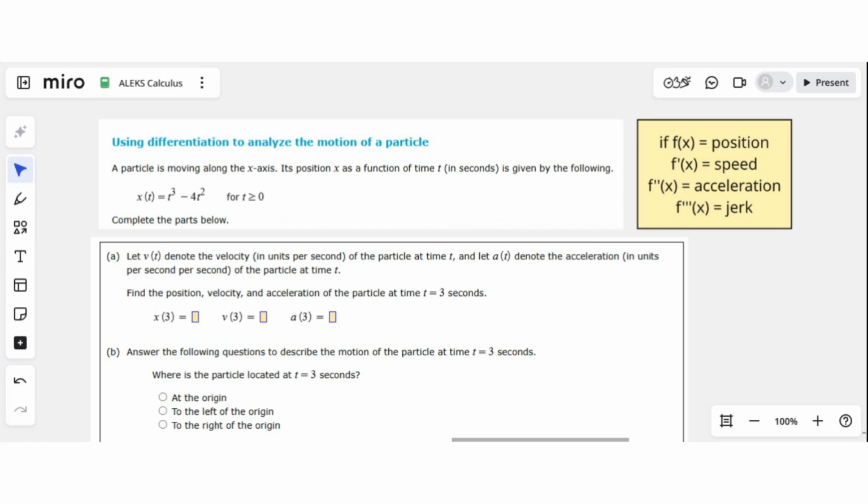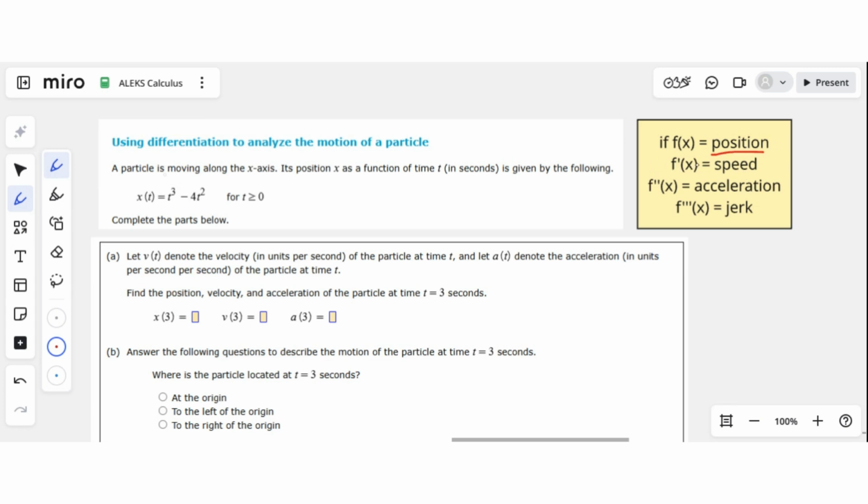In these problems, we are using differentiation to look at the motion of a particle. And this is where derivatives have applications in real life that are useful and interesting. So the key thing to remember is that if you have a function that shows the position of something across time, the first derivative of position is actually speed. And if you think about that, that should make sense. The rate of change of position is your speed, how fast you're going.